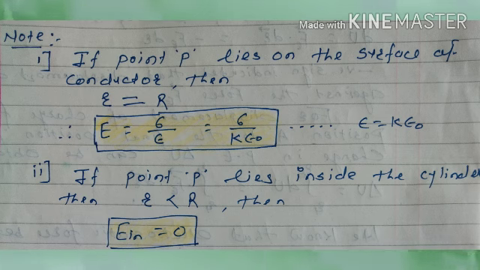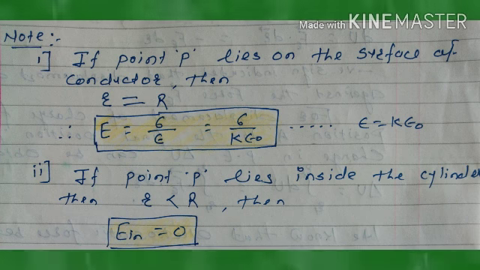Now the second case: if point P lies inside the cylindrical conductor, then small r is less than capital R, and in this case the value of electric field intensity is 0. That is, inside the conducting wire the value of electric field intensity is 0. This is about the different cases of electric field intensity about the conducting wire.